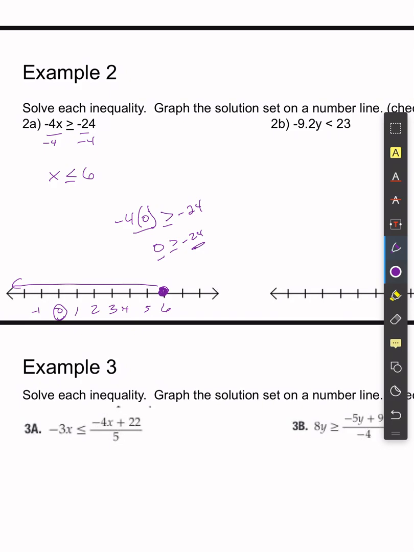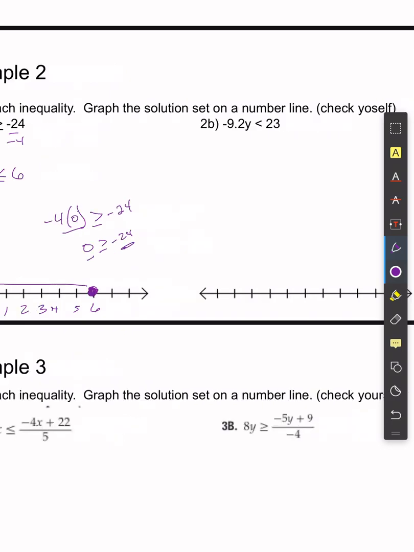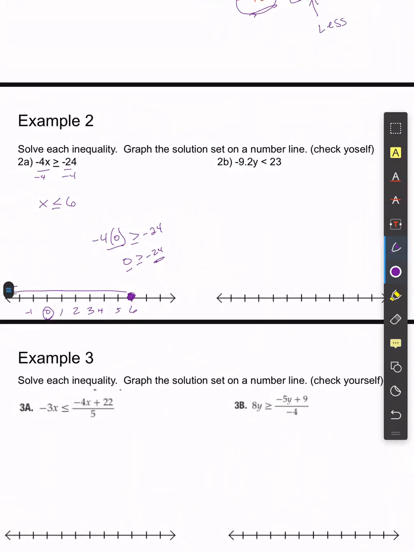It's very simple. So for 2b, let's do this one now where we solve for y. We're going to divide both sides by negative 9.2. Oh great, they're going to make us use a calculator here. So this is going to cancel, and then we're going to have y is greater than, but not or equal to, notice on this one, right? So if I take 23 and divide it by negative 9.2, putting this in my calculator, we get negative 2.5.